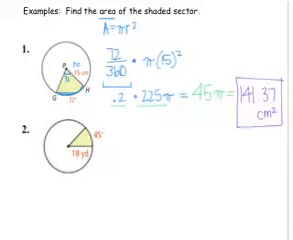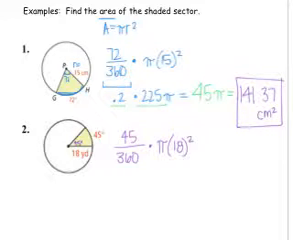Alright, let's look at number 2. The first thing I want you to do is label and see if you can set up your equation. You should have gotten that it's 45 degrees out of 360 degrees, so the shaded part is that fraction of the whole area. And the area is pi r squared, and I see that my radius is 18. Go ahead and calculate the percent. Find out what percent of the area is shaded.